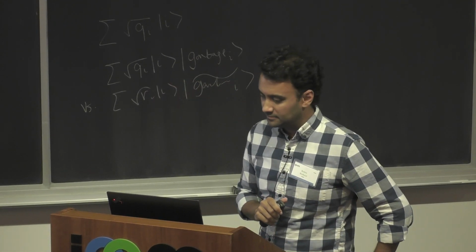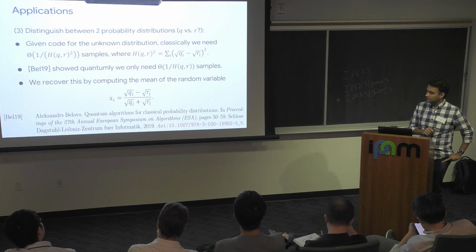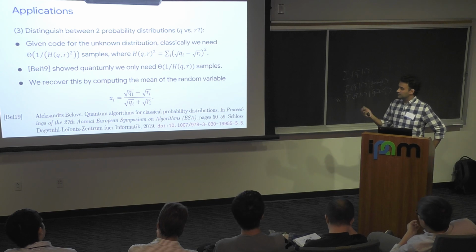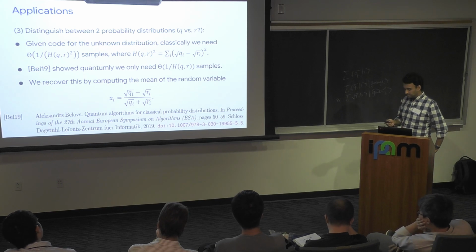When you compute the mean of the random variable, if it's less than 0 or greater than 0, is that how you distinguish, or what is the? Yeah, for example. Here, because they're exactly symmetric around 0, so that, yeah.